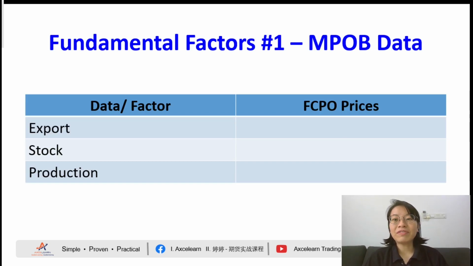These are all the factors affecting it, and we need to make a decision: if exports increase, will our FCPO prices be higher or lower? At least you can understand or gauge. So the first one is, when your exports are higher, should your FCPO prices be higher or lower? This looks into demand and supply. When the demand is high, should the price be higher or lower?